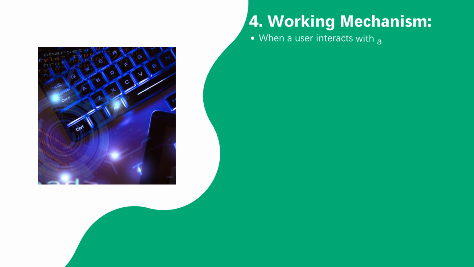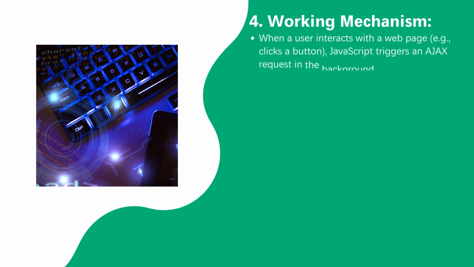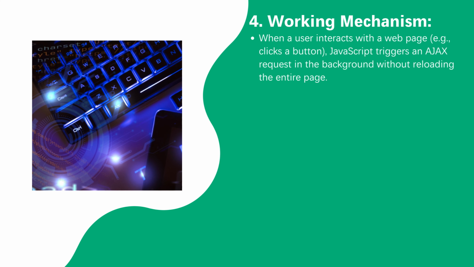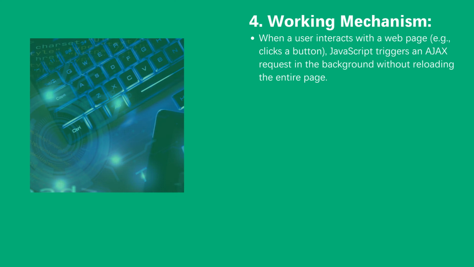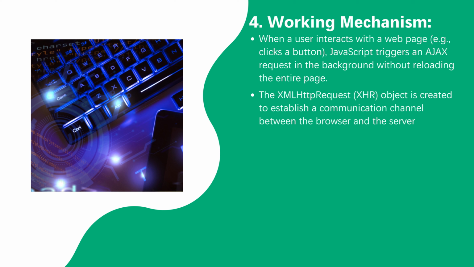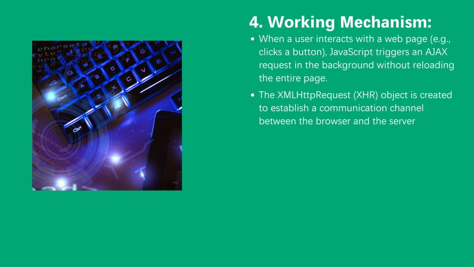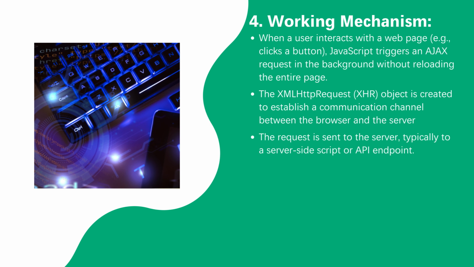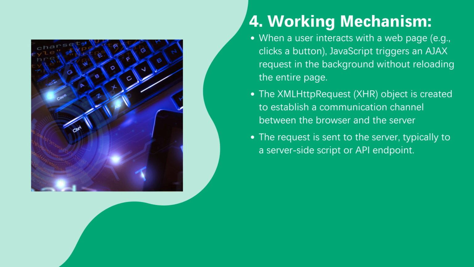Working mechanism. When a user interacts with a web page, JavaScript triggers an Ajax request in the background without reloading the entire page. The XMLHttpRequest (XHR) object is created to establish a communication channel between the browser and the server. The request is sent to the server, typically to a server-side script or API endpoint.